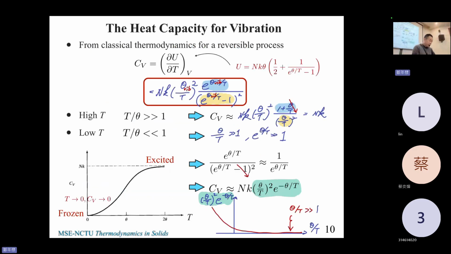Then another important thing is that we know the U, so we can determine the heat capacity, right? So we do the differentiation, and then we can get this ugly form. But now, because the theta is characteristic temperature, right? Now we only focus on vibration.